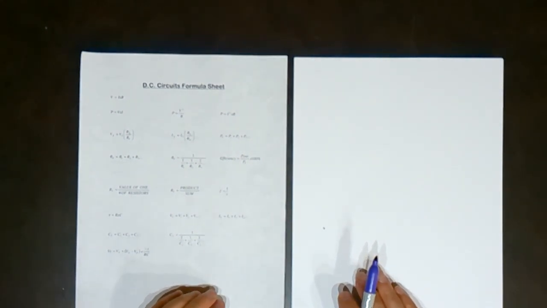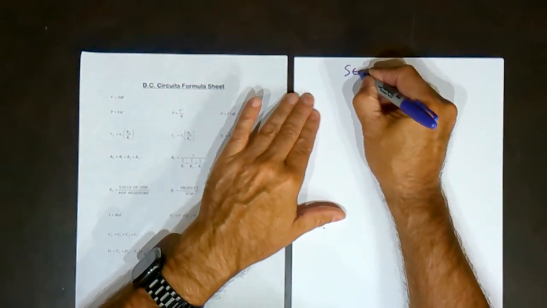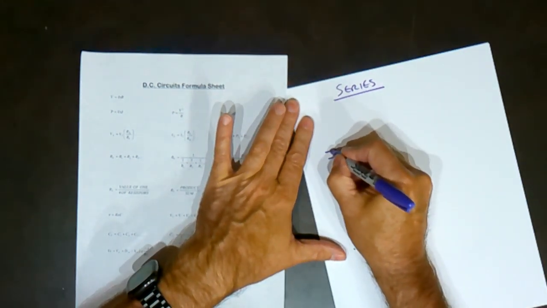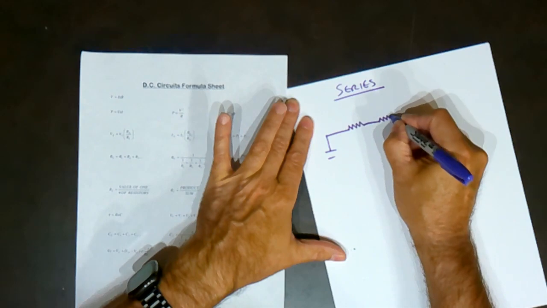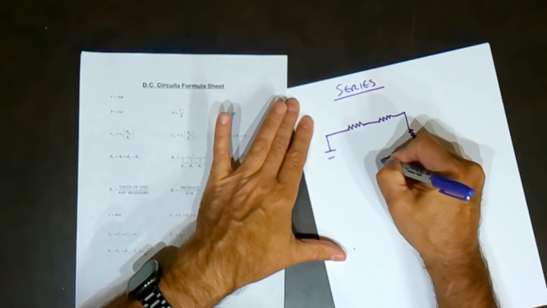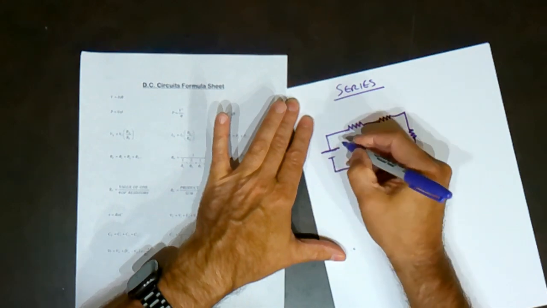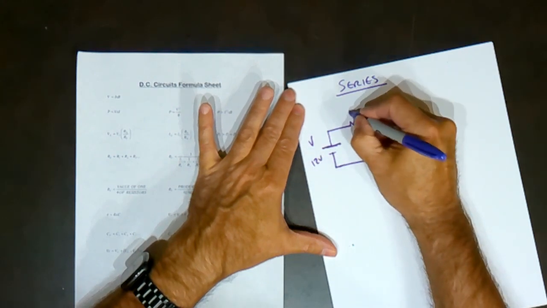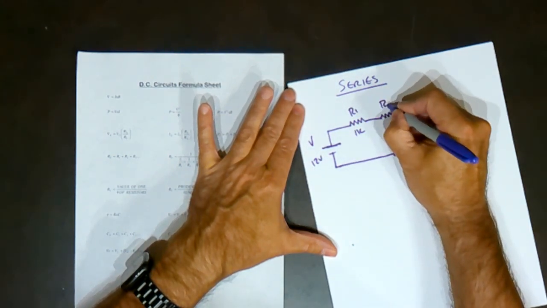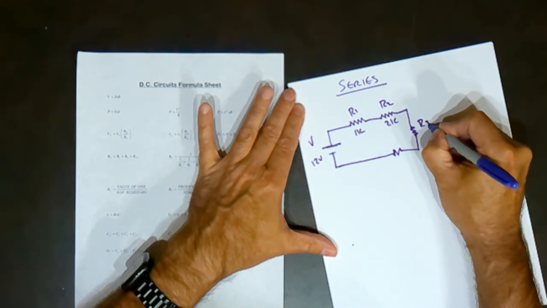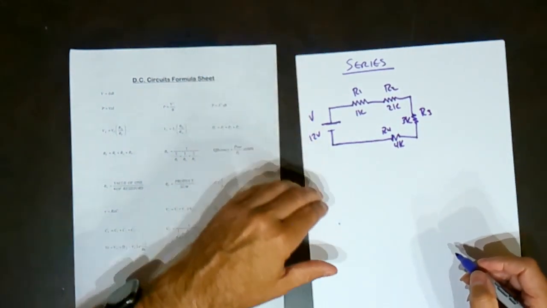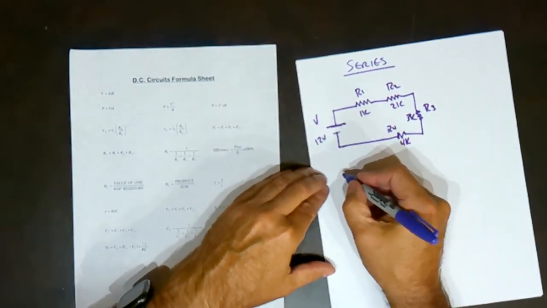So what we're going to do is a couple of really quick, simple examples. First there's going to be a series circuit. Let's solve a quick series circuit. So power supply, and we'll call that 12 volts. We'll say R1 is 1K, R2 is 2K, R3 is 3K, R4 is 4K. And what we're going to do is solve for all of the unknowns.